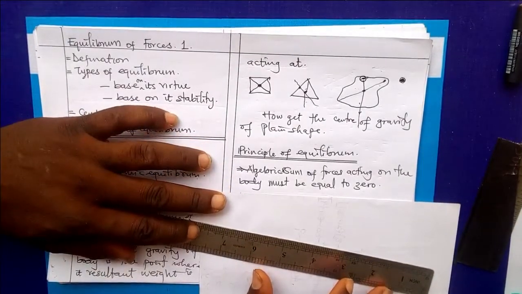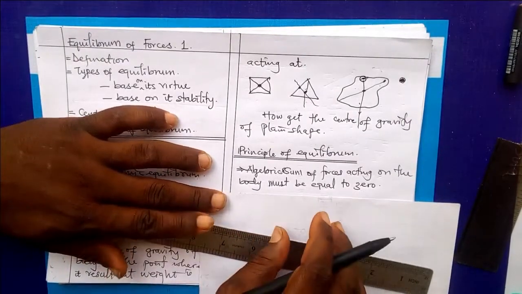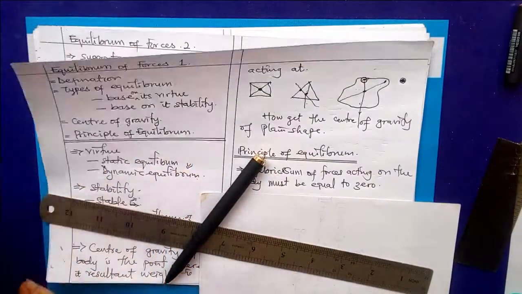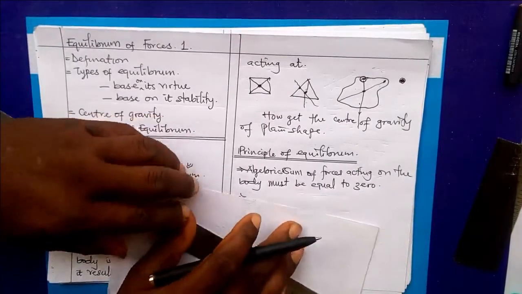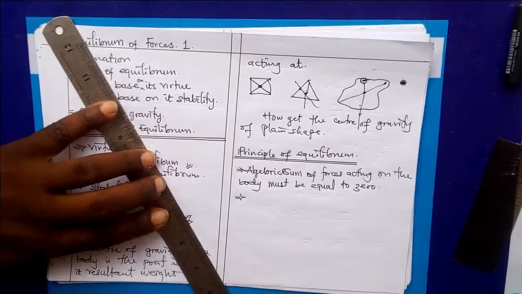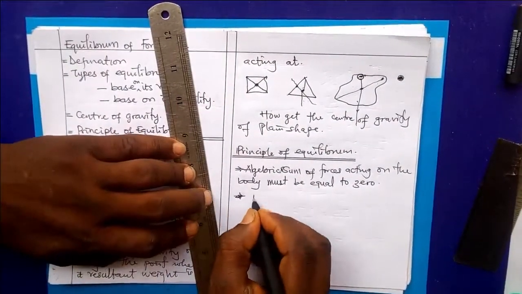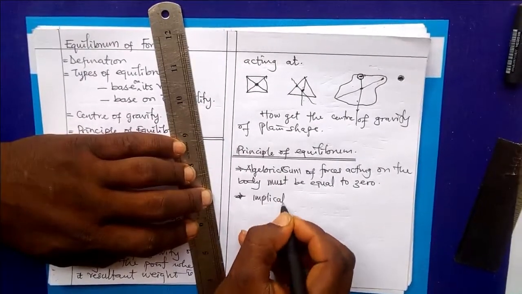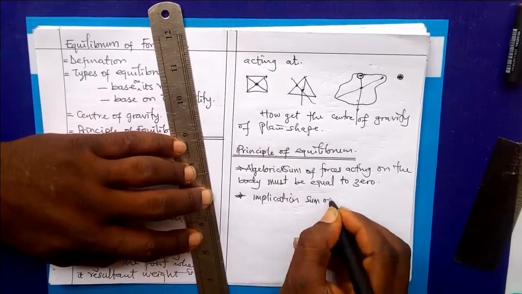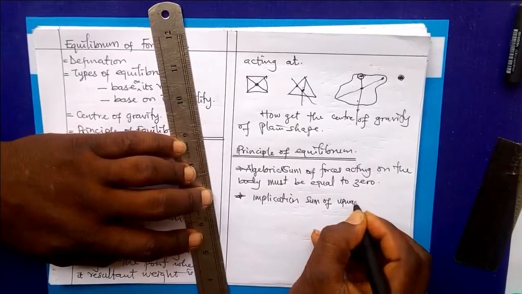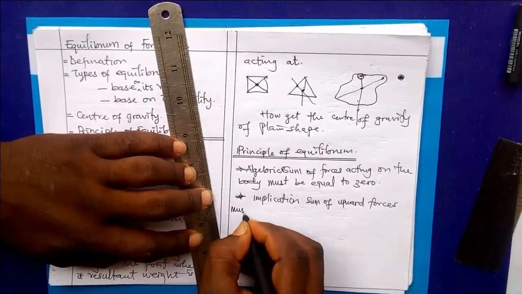The first principle is that the algebraic sum of forces acting on the body must be equal to 0. The meaning of this is that the sum of forces in the upward direction must be equal to the sum of forces in the downward direction. Sum of upward forces must be equal to sum of downward forces.